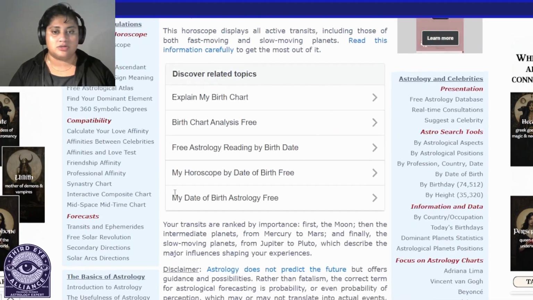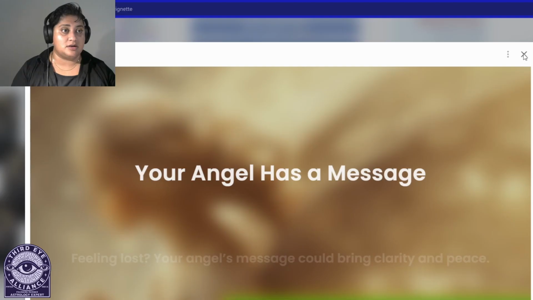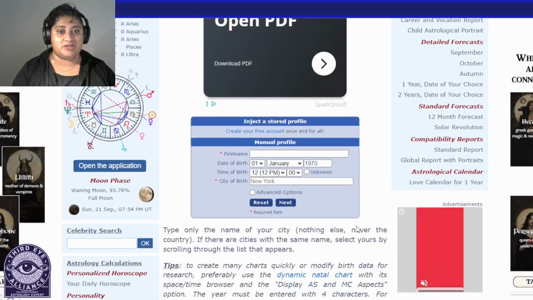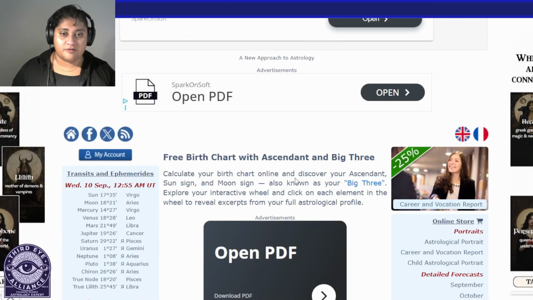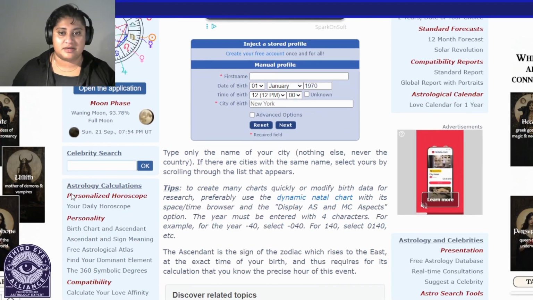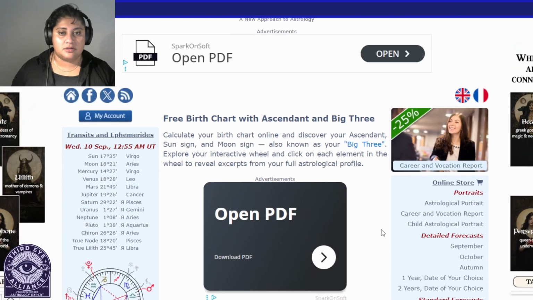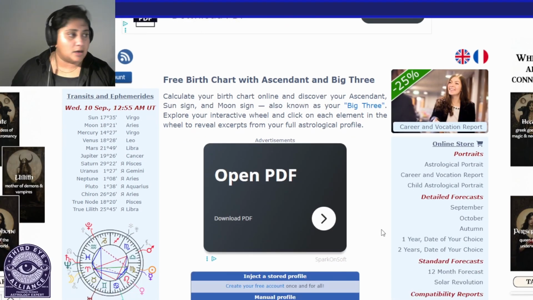And I mean, this page goes on and on and on. I mean, astrology calculations. We're already at personalized horoscope. There's your daily, there's birth chart and ascendant. That's another way to get to this page that we're on, is birth chart and ascendant. Let's click on that, right? So the page looks kind of different, but not that much different, right? Free birth chart with ascendant and big three. Okay, it's the same thing as a personalized horoscope, right? So there are so many ways to get the same thing, all right?